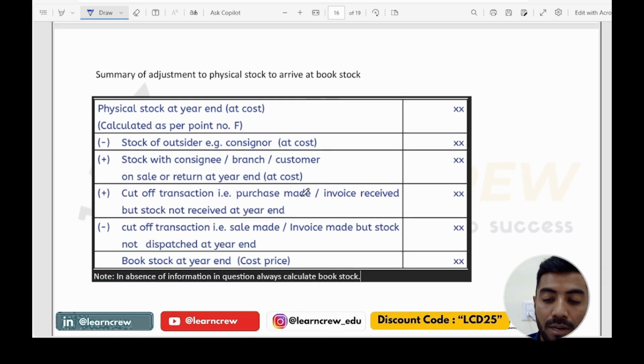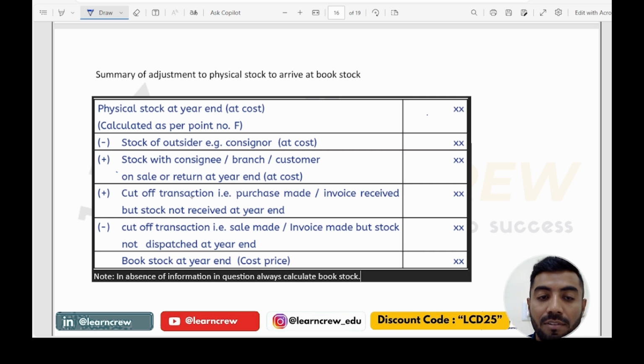We'll look into the format. Summary of adjustment to physical stock to arrive at the book stock. Physical stock taken at the year end will be reduced by the stock of outsiders. Then, since it's not your stock, stock with consignee, branch, or customer on sale item will be added, because it is your stock.